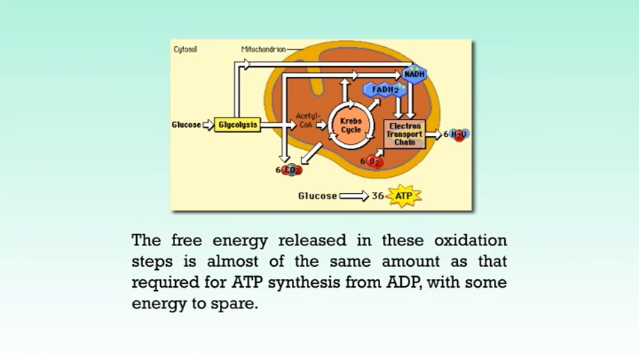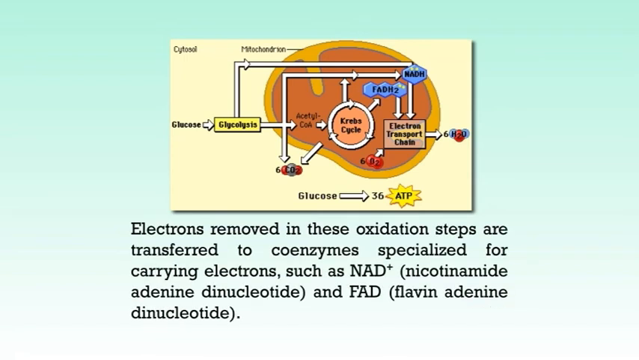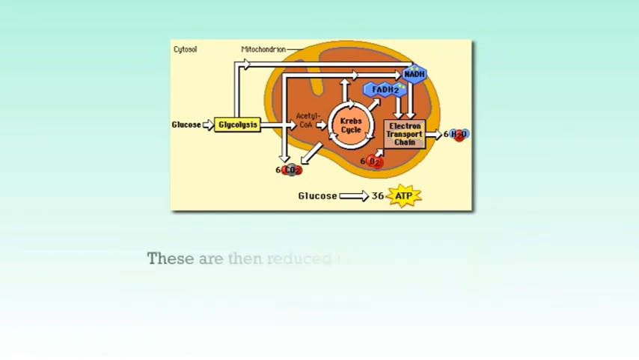Cells convert glucose to carbon dioxide not in a single high energy releasing reaction, but in a series of controlled reactions, some of which are oxidations. The free energy released in these oxidation steps is almost the same amount as that required for ATP synthesis from ADP, with some energy to spare. Electrons removed in these oxidation steps are transferred to coenzymes specialized for carrying electrons, such as NAD+, which is nicotinamide adenine dinucleotide, and FAD, which is flavin adenine dinucleotide. These are then reduced to NADH and FADH2.